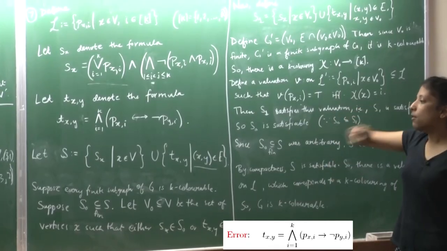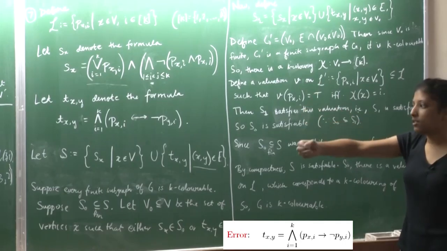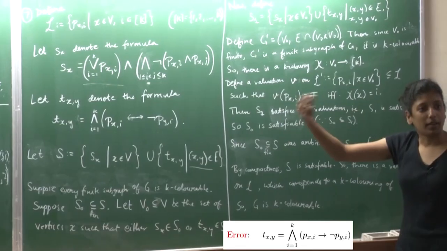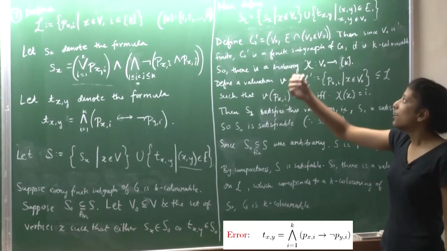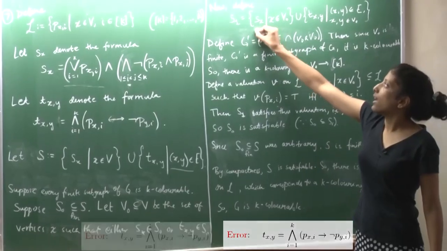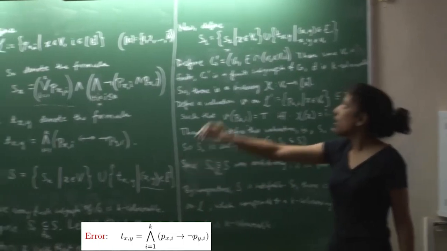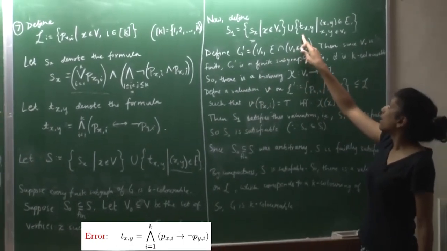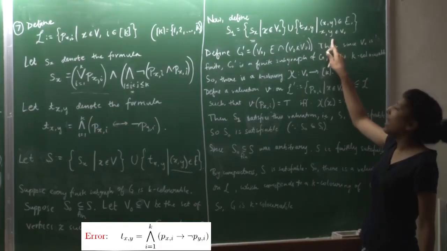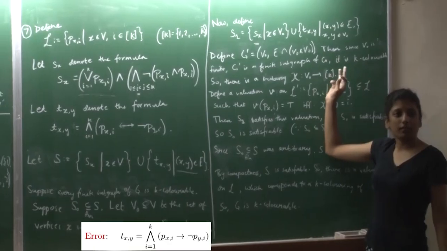Okay. Now I want to define a larger set of formulas, such that my set of formulas will actually describe a valid subgraph. So you define S1, which has all Sx, where x is a vertex in V0. And it also has all the edges that are in E, such that both vertices lie in V0. Is this a valid subgraph?